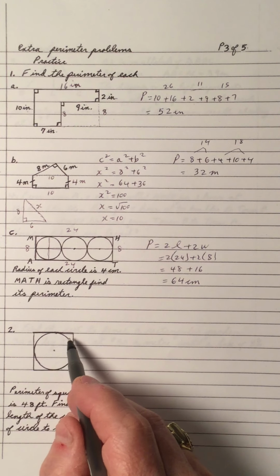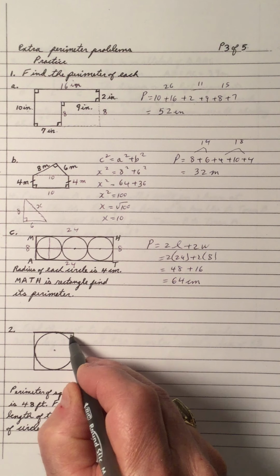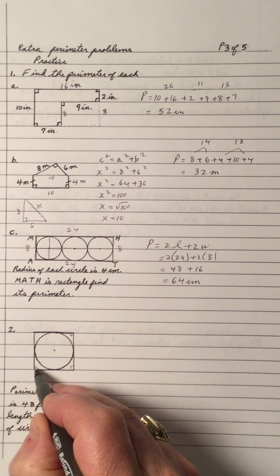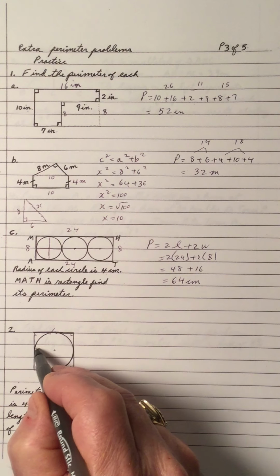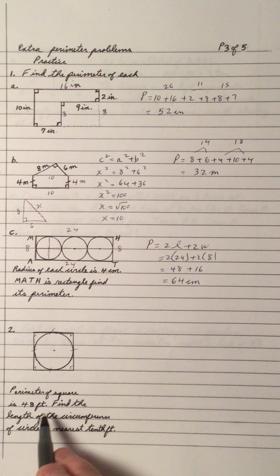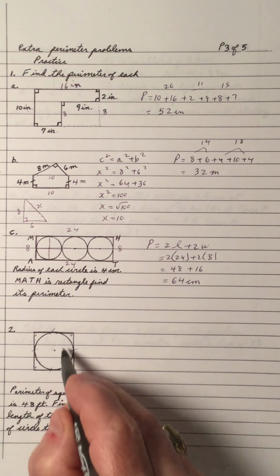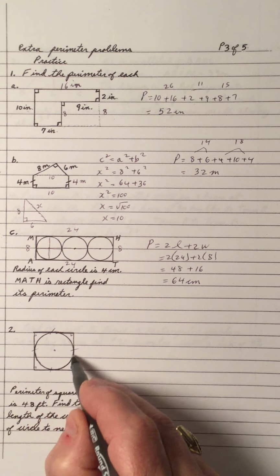And we have another one, number 2. Let's see, perimeter of a square. So this is a square, and we know that a square has all right angles. And we know that a square has all sides equal. So if we're dealing with a square, we want to find the length of the circumference of the circle to the nearest tenth. So we want to find the distance around this circle.